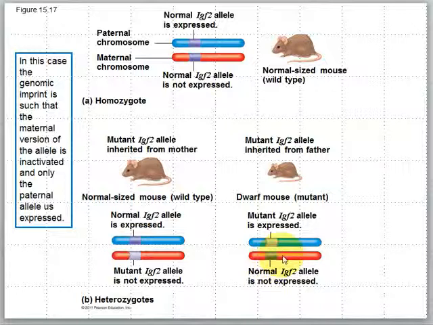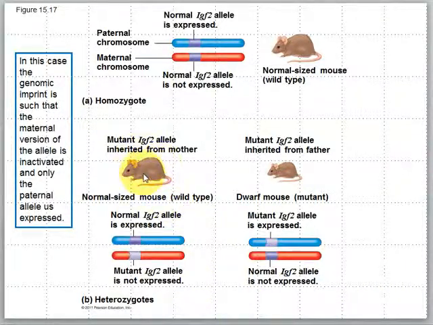Now, if there was no relationship between the sex that the allele came from and there was no genomic imprinting, you would expect both of these to look the same. Both of these mice are heterozygous for the trait, but you would expect both of them to look normal, because you would expect that that is the dominant trait and the normal size is the wild type. But take a look at what you actually see. That's not what you actually see in this case.